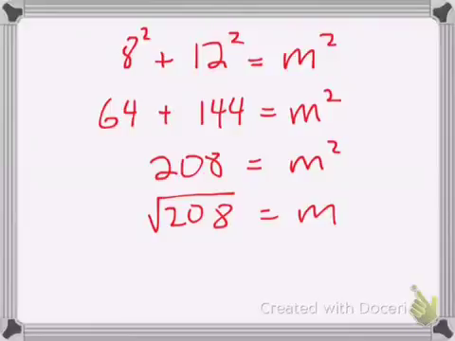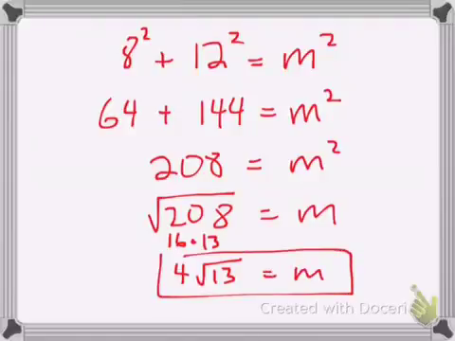I want to simplify that, so I'm looking for the largest perfect square that will go into this. What's the largest perfect square that will divide into 208? 16. 16 goes 13 times. So this is 16 times 13. And you can find those factors using your calculator. We're just going to go through our list of perfect squares and find the biggest one that will go into it. And now I can take the square root of 16, which is 4, times the square root of 13 equals m. And that's a simplified radical form answer for the problem.